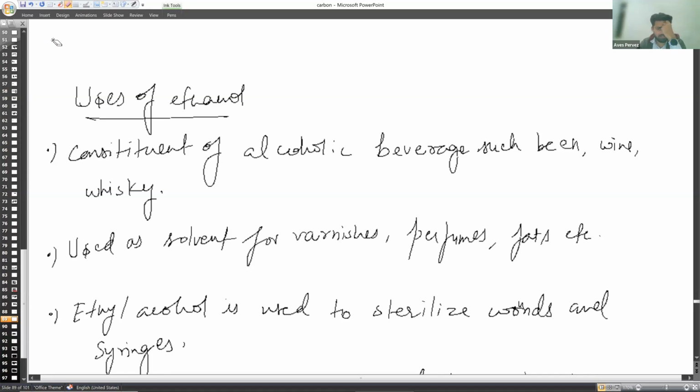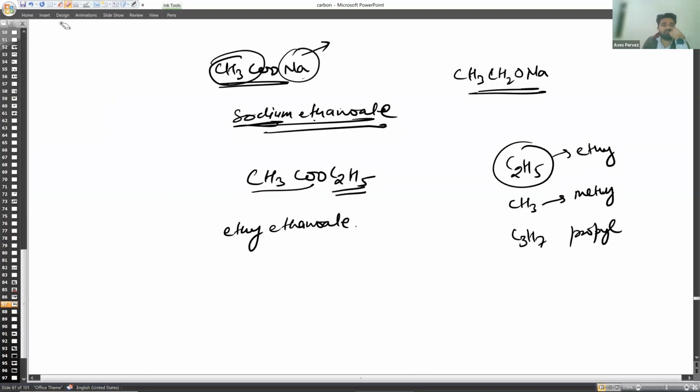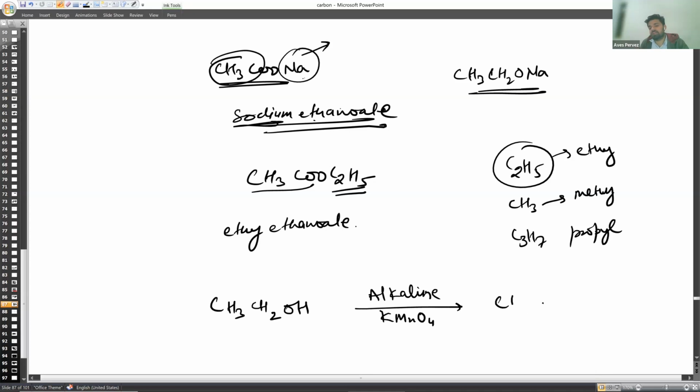Just keep in mind, for remembering, that if we have CH3CH2OH, this is ethanol. If it is added with alkaline KMnO4, then it gives you a 2-carbon carboxylic acid plus water. This is the complete oxidation reaction. When complete oxidation of alcohol takes place, it gives you ethanoic acid.